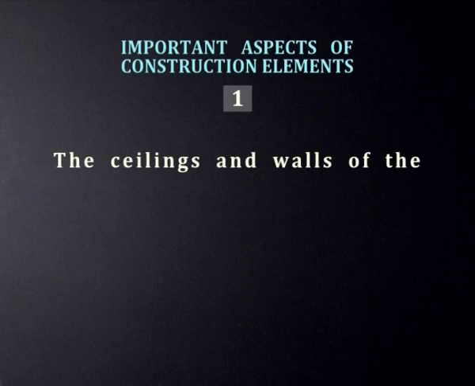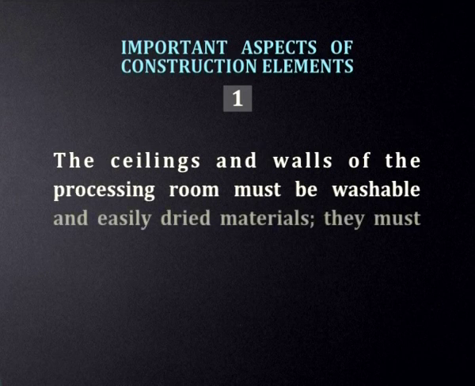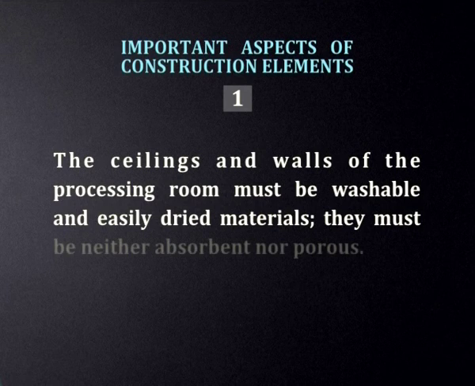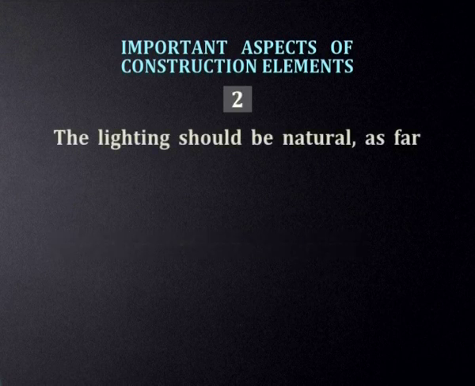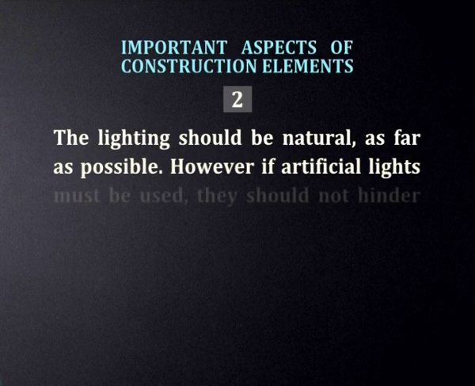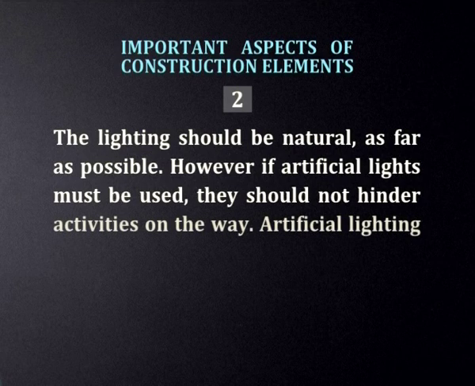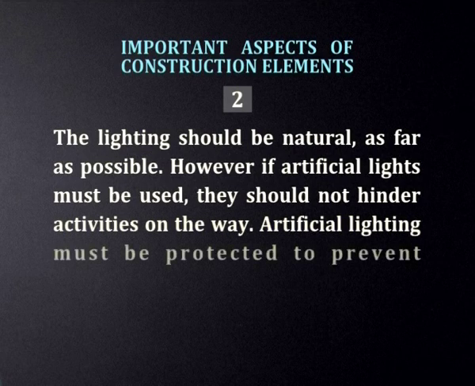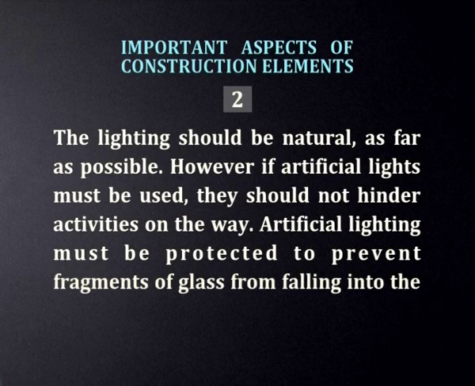The ceiling and walls of the processing room must be washable and easily dried material. They must be neither absorbent nor porous. The lighting should be natural as far as possible. However, if artificial lights must be used, they should not hinder activities on the way. Artificial lighting must be protected to prevent fragments of glass from falling into the product.